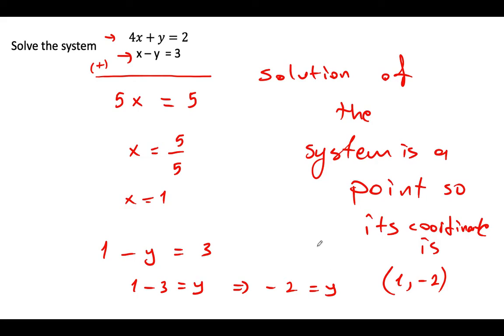We can also use substitution. What is substitution? You can say that x minus y is equal to 3 and then x is equal to 3 plus y. Now you can take this x, which is 3 plus y, put it here and then solve the equation in terms of y. When you find y, you can substitute and find x.